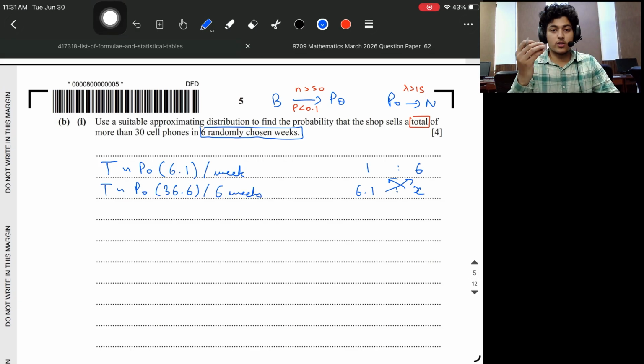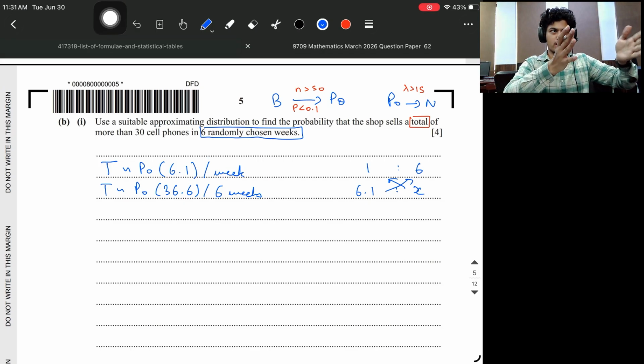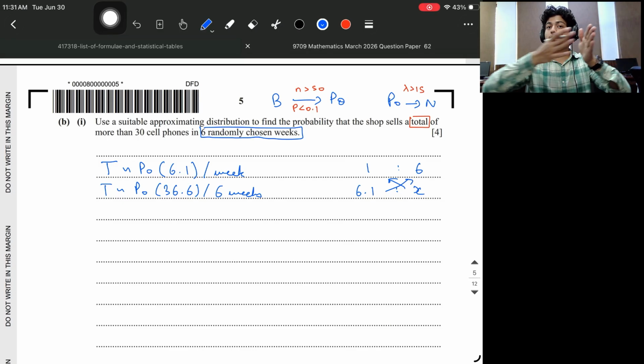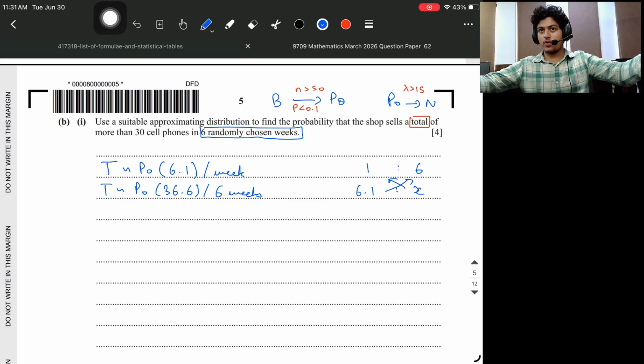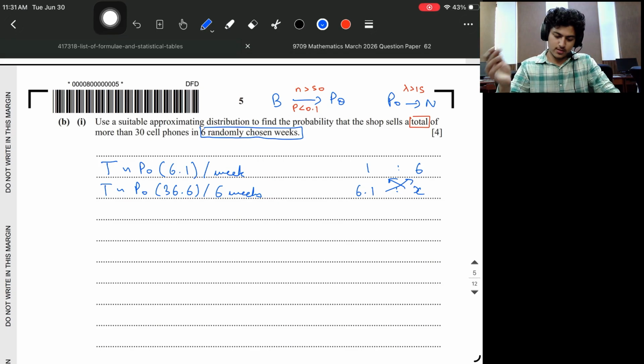This is something that you need to do whenever they have given you more than; you have to fill out the entire space. If for 1 week you know that you have 6.1 total phones being sold, then for 6 weeks how many phones will be sold? You need to find out the mean value, and that is 36.6.